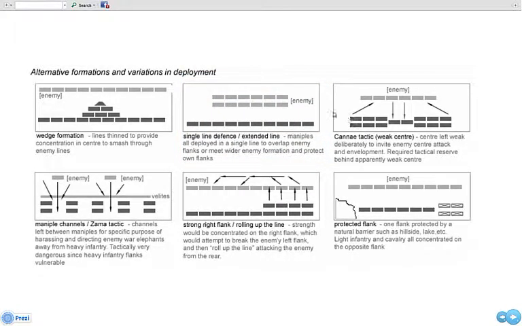This is quite common of many infantries. The reason I wanted to bring your attention to this is because I'm hoping the mouse is showing up, but if it's not, you have to listen to my description. This would be quite an effective way to defend against cavalry.